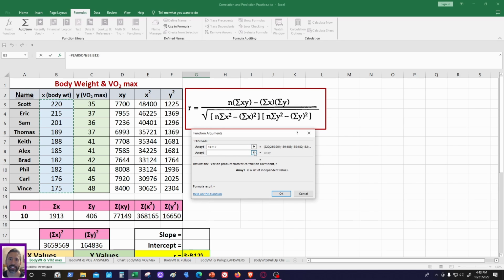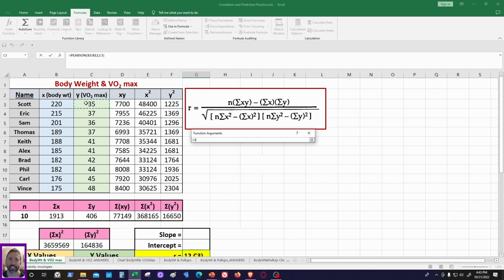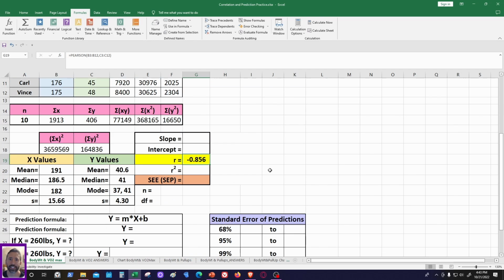And then for array 2, this is our dependent values. So we're going to go ahead and enter in our VO2 max because we're looking to see how body weight affects VO2 max. So in this example, this is the independent factor and this is the dependent factor. And we're going to enter that in. And we're going to get an R value of negative 0.856. All right, so that quickly, basically, you've already calculated your R value.